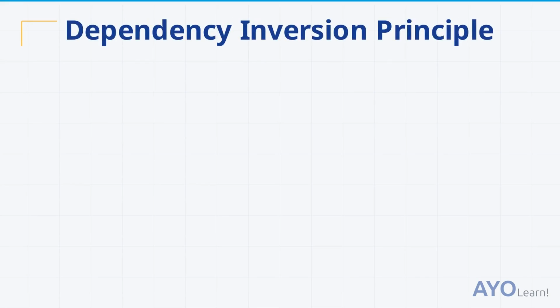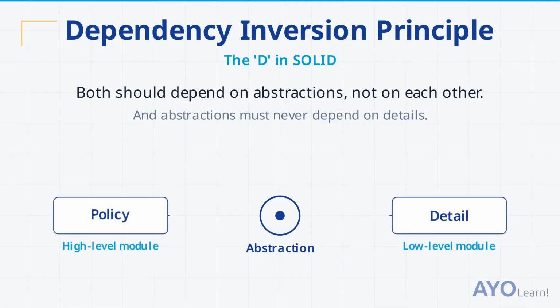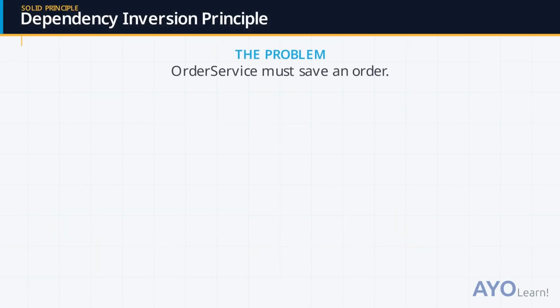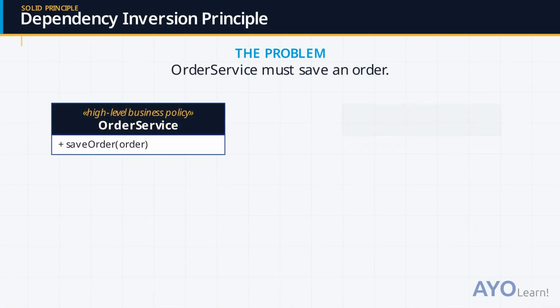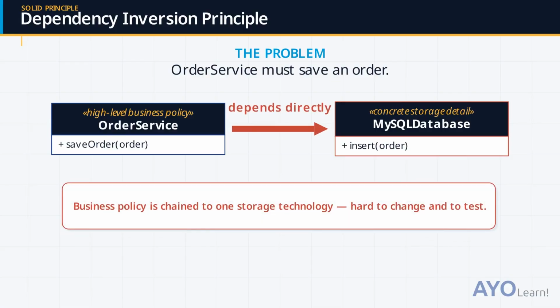The dependency inversion principle says high-level and low-level modules should both depend on abstractions, not on each other. And abstractions must never depend on details. Meet OrderService, the high-level business policy that must save an order, but it reaches straight into MySQLDatabase, a concrete storage detail. See this thick, dangerous dependency arrow.